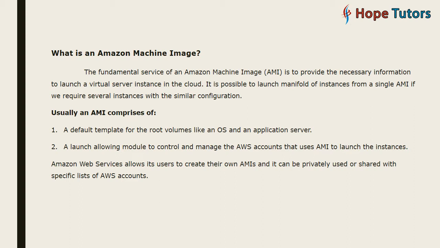Usually an AMI comprises a default template for the root volumes, like an OS and an application server, and a launch-allowing module to control and manage the AWS accounts that use the AMI to launch the instances. Amazon Web Services allows its users to create their own AMIs, and they can be privately used or shared with specific lists of AWS accounts.